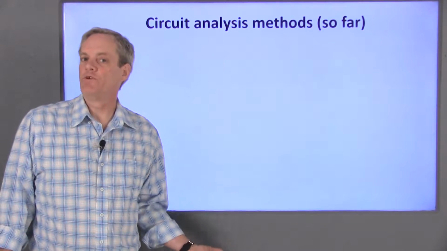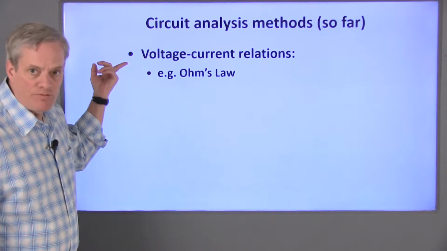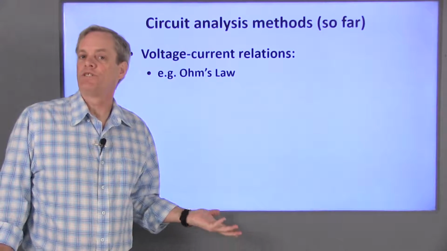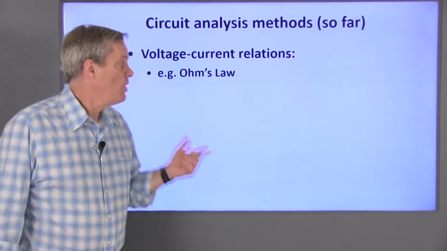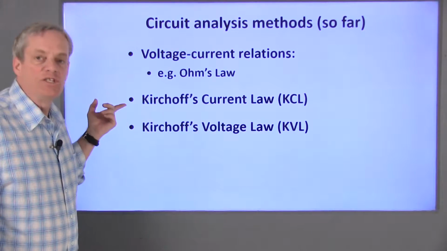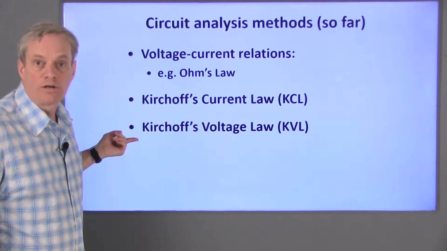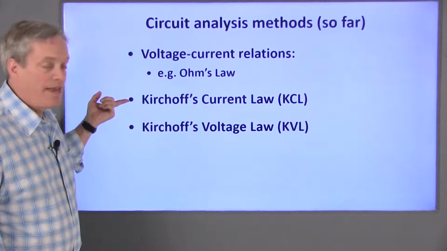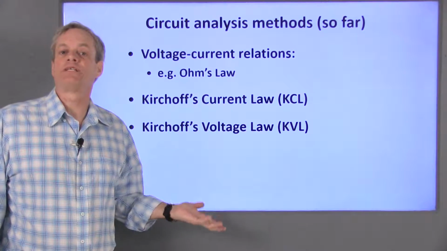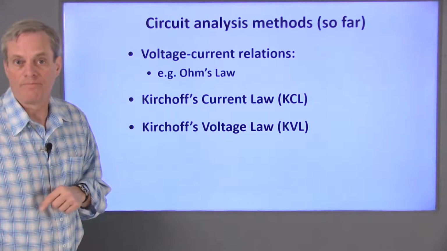First, I'll quickly review the analysis approaches we've used so far. Our models for individual circuit elements are based on a relationship between voltage and current at the element's terminals. One example of this is Ohm's law. The interactions among circuit elements are governed by Kirchhoff's current law and Kirchhoff's voltage law. Using KVL, KCL, and the voltage-current relationships allows us to analyze any circuit containing only resistors and sources.